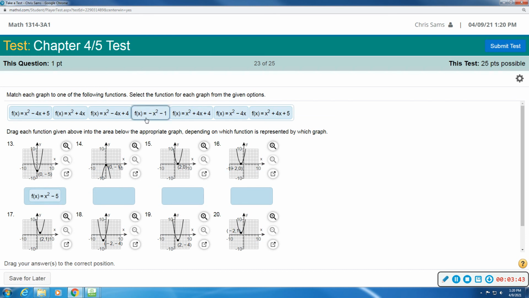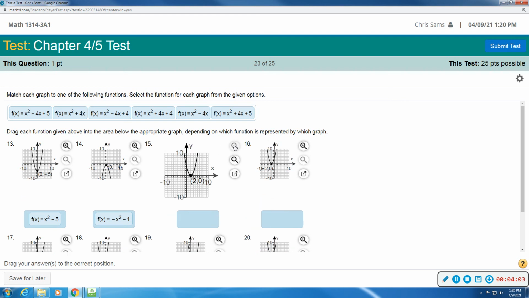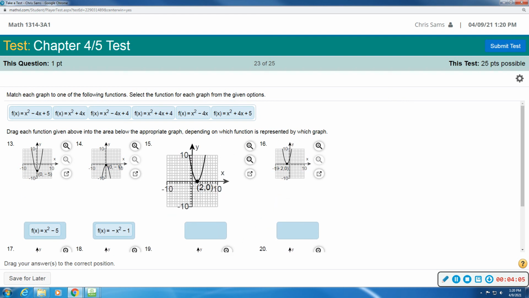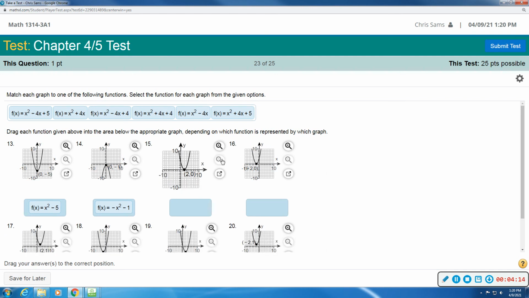This one also in the middle has a negative leading coefficient, and there's no other graph that has a negative. So I can grab and drop this one on the only parabola that's opening downward. Okay, so let's look at this one. All right, this one has a y-intercept of 1, 2, 3, 4. So y-intercept of 4 that got shifted to the right.